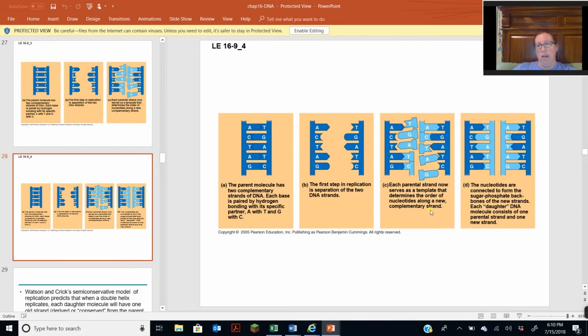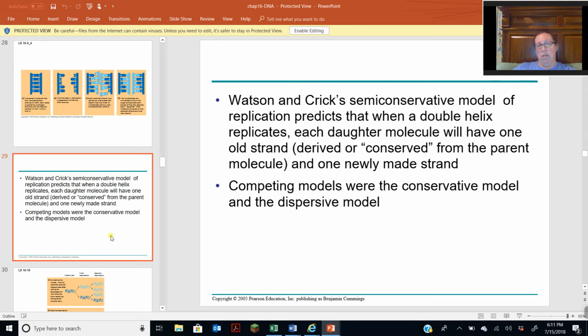And when it's all said and done, you started out with one, it unzips itself, and makes 2 new ones. This is a very nice representation, I think, based on old and new, old and new, okay? And this is called the semi-conservative model of replication, okay?